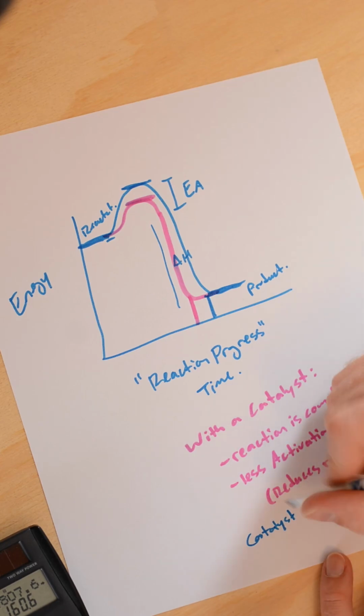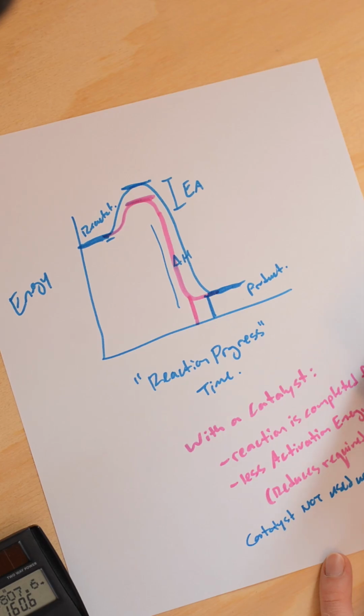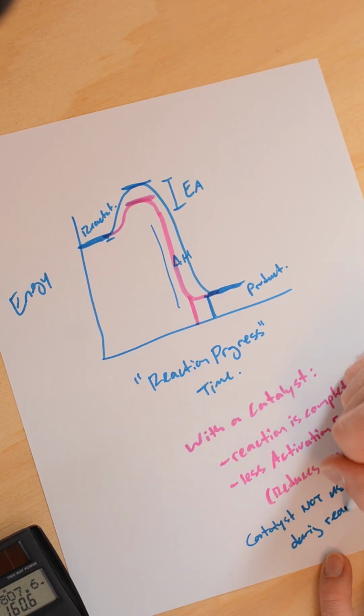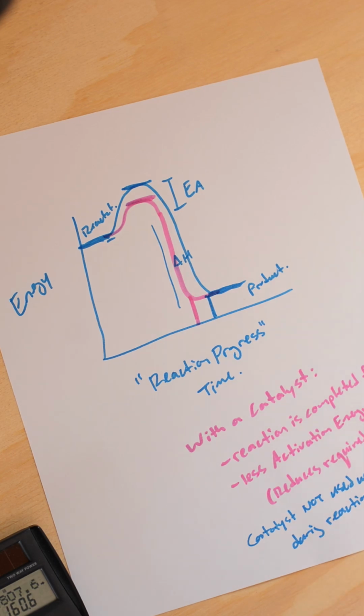Remember that a catalyst will not be used up or consumed during the reaction because it does not react. So the function of a catalyst is going to be a little bit beyond what we covered in high school chemistry, but that's the idea: it does not get consumed, it does not react.